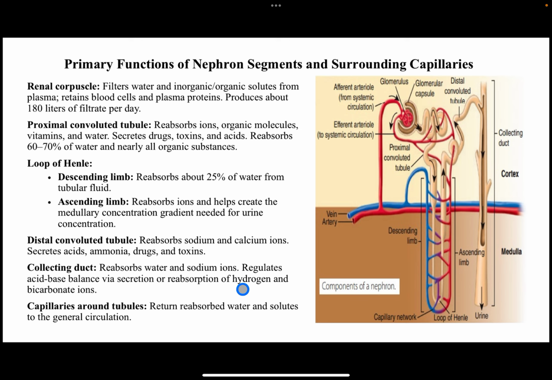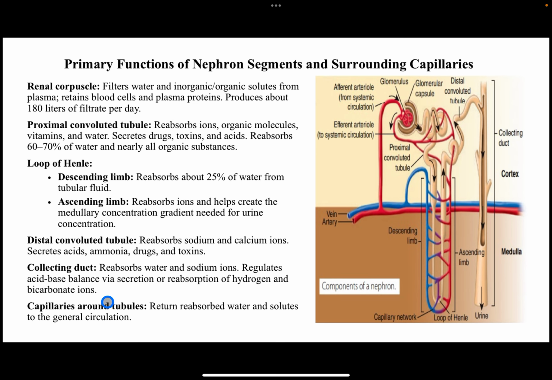You see, we have electrolyte balance and we have acid-base balance. Because at the collecting duct, there can either be secretion or reabsorption of what? Hydrogen ions and bicarbonate ions, and it is the concentration of these two ions that determines your acid-base balance in your body.